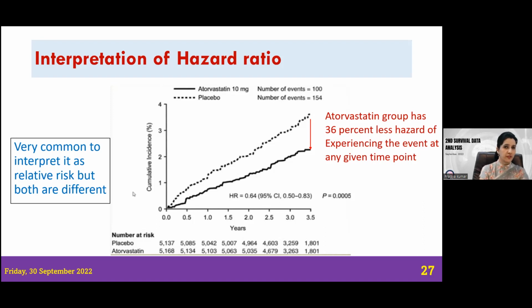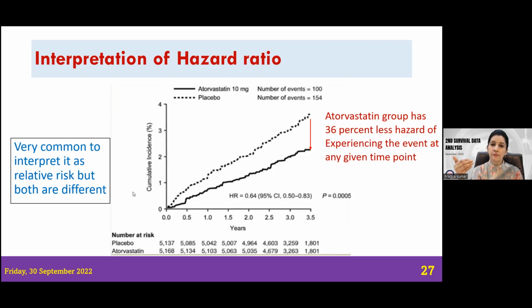Minus is protective. Yes, you can say minus is protective, because the value is also less, 0.64. So like the odds ratio, we say that it is protective. But if you want to express it in a unit, like saying the treatment group has 0.64 times the hazard as compared to the control group, you can express it that way also. So it can be expressed either as a ratio or as a percentage.